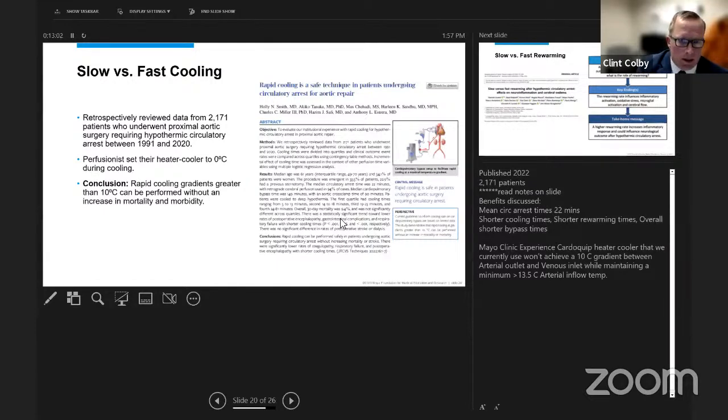But I found that this was pretty significant. I mean, 2,000 patients, and pretty consistently here at the Mayo Clinic, we turn our heater coolers down pretty cold, at least initially, while making sure that we don't go any lower than 13.5C on the arterial inflow.